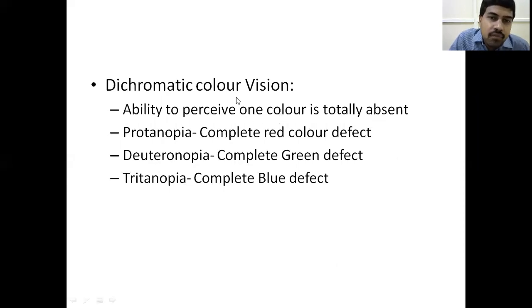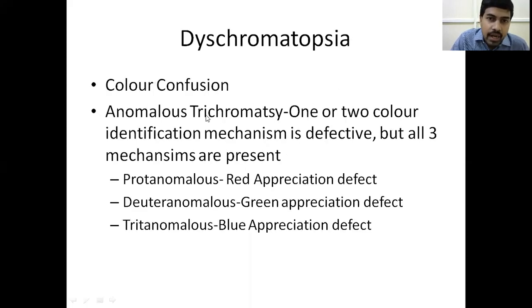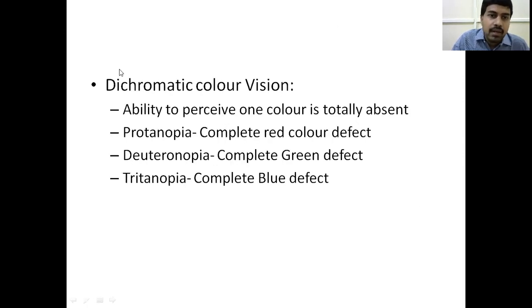In dichromatic color vision, what happens is the ability to perceive one color is totally absent. So what I told you before is trichromacy. Trichromacy means he is able to identify all the three colors, but one or two colors he confuses or mistakes in identification. But all the three colors, he is a trichromate, able to identify all three colors, but in different proportions. He is getting confused. But here in dichromatic, what happens is one color is totally absent. Protanopia means completely red color is unable to detect. Deuteranopia means completely green color is unable to identify. Tritanopia means completely blue color is unable to identify. So dichromatic color vision means the ability to perceive one color is totally absent. Protanopia, deuteranopia, and tritanopia. Okay.